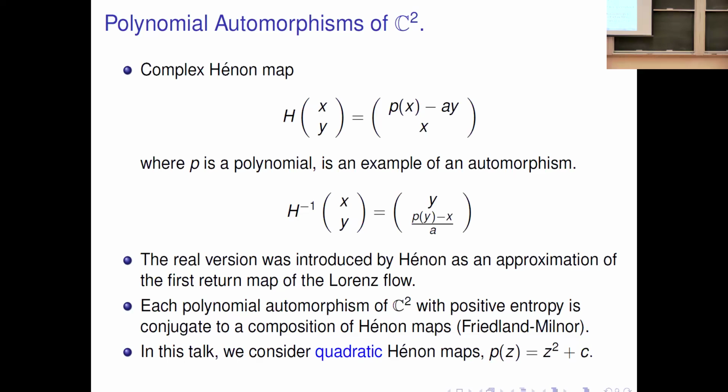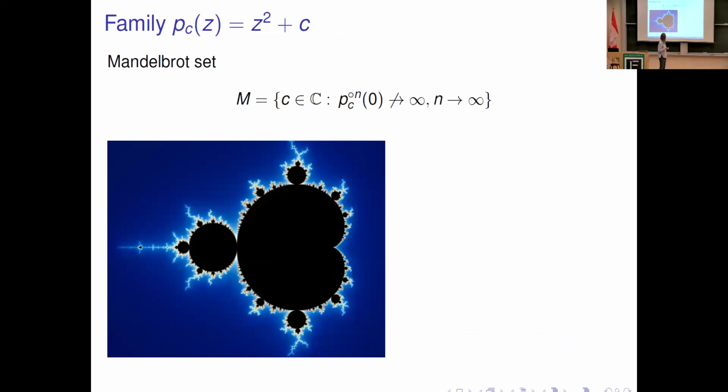And in this talk, I'm going to restrict to quadratic Henon maps. So my polynomials are going to be z squared plus c, basically just for simplicity, because many results are easier to state and explain in this setting. So let us go to our favorite fractal. This is the Mandelbrot set. And we know that the points in the Mandelbrot set are the parameters c such that the critical point doesn't go to infinity.